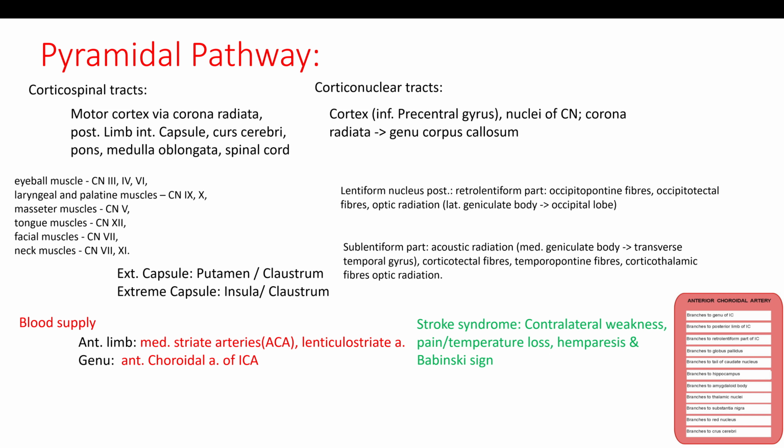Some lacunar infarcts may have consequences like contralateral weakness, loss of pain and temperature sensation, contralateral hemiparesis, and presented Babinski sign, the dorsiflexion of the big toe.